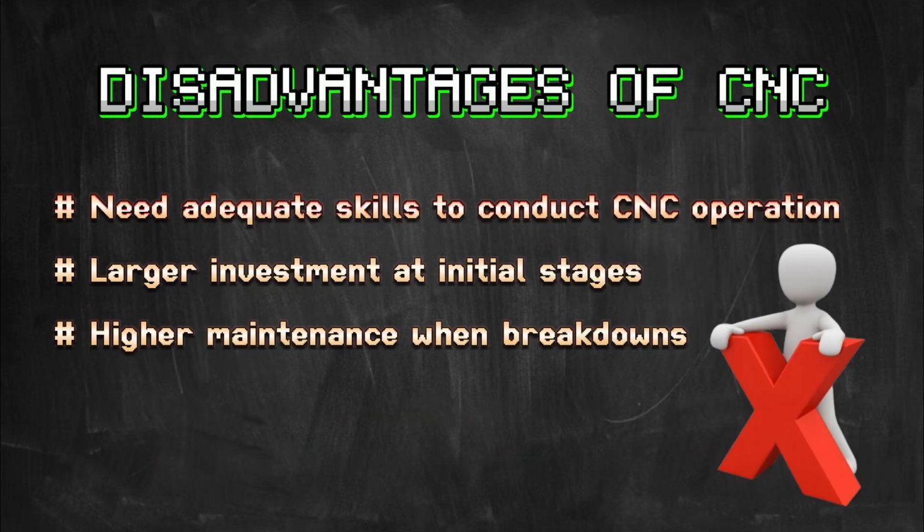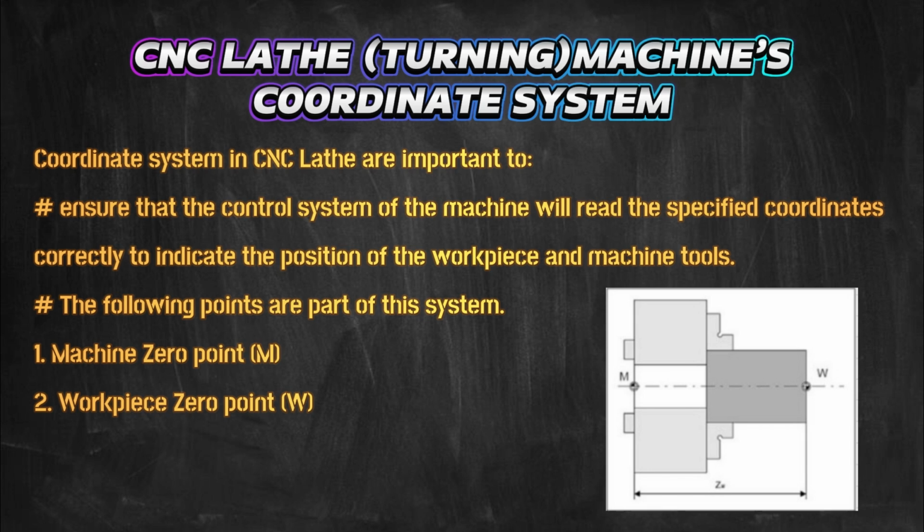CNC lathe machine also has disadvantages. First one is the need for adequate skills to conduct CNC operation. 2, larger investment at initial stages. 3, higher maintenance when breakdowns happen. Now, we are moving to the next topic, where we will learn about the CNC lathe turning machine's coordinate system.